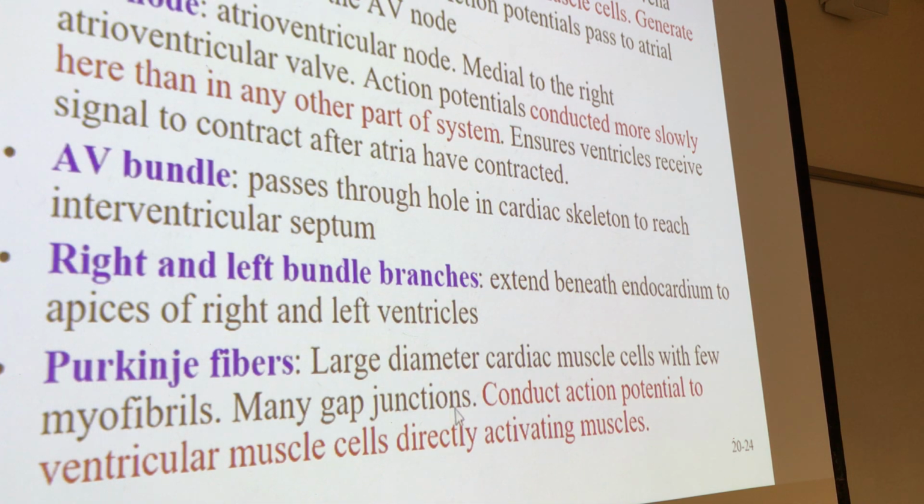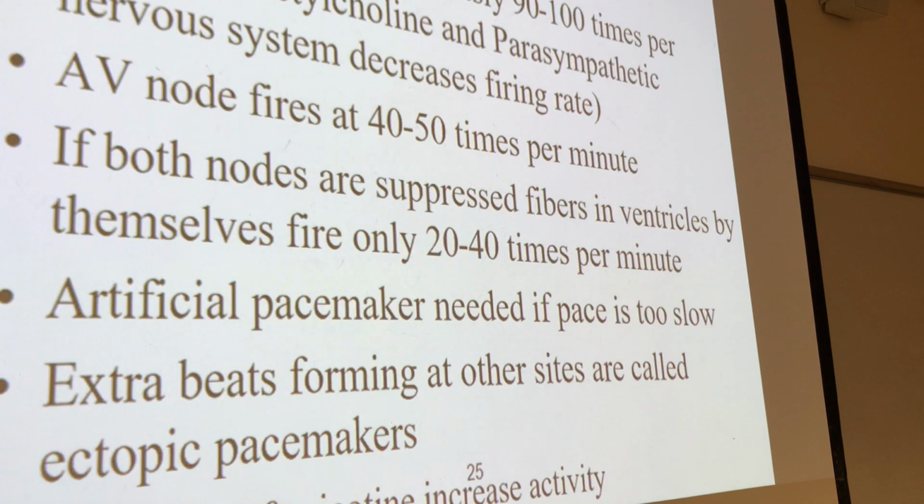Right, the Purkinje fibers are the actual fibers that make contact with the cardiac muscle. These are like the motor neurons, right? The motor neurons that release acetylcholine that directly stimulates the muscle, while the Purkinje fibers are the motor neurons.